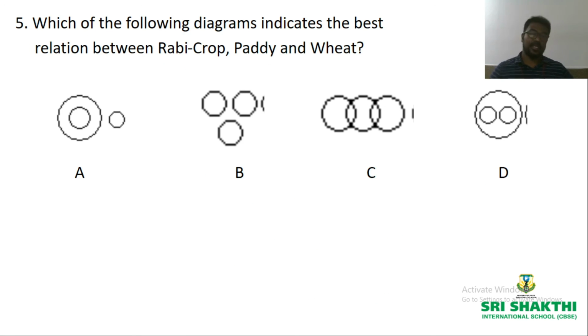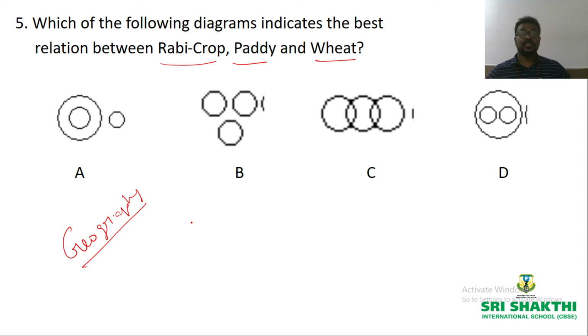We'll move to the next and last question. Even in Venn diagrams, you can find questions a bit difficult if they are more technical. Here they have given the rabi crop, paddy as well as wheat. So it is somewhat related to geography content. You can answer this question only if you are clear about the concept. What is the concept behind this question? The concept over here is the seasons.